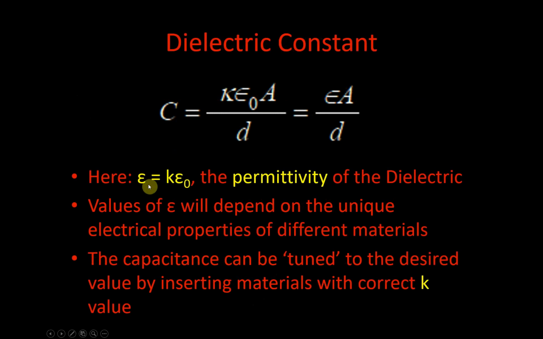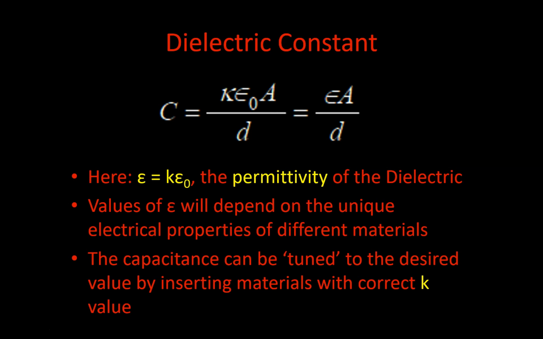So epsilon 0 is called the permittivity of the dielectric, and it's K times the normal permittivity of free space. And that value will depend on K and the unique properties of different materials and how they all react to electric fields. And what this enables you to do is to exploit that factor and tune your capacitor to whatever value you want for capacitance by sticking materials with the right K value in between the plates.